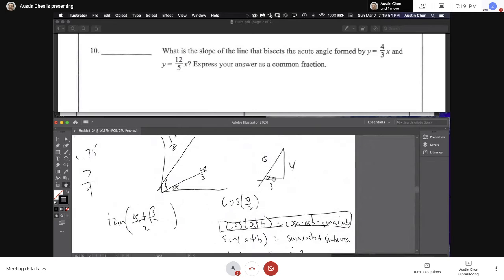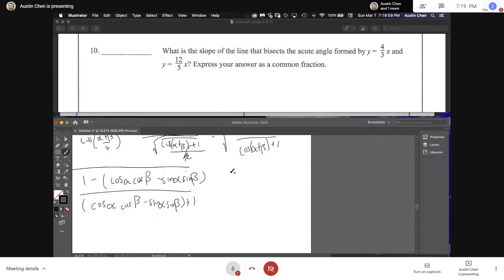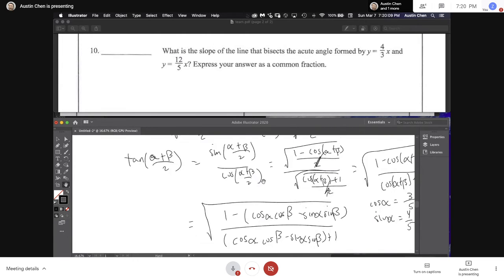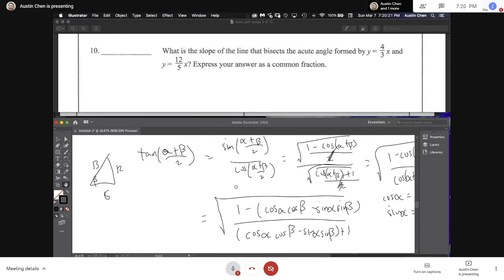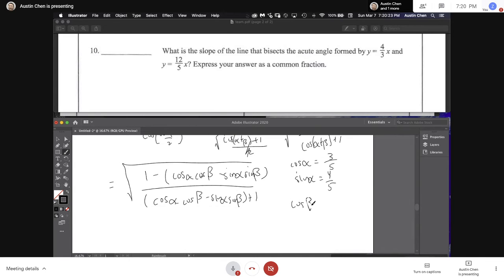So alpha is on our 3, 4, 5, right? So that means cosine of alpha is going to equal 3/5, and sine of alpha is going to equal 4/5. And then our beta was on our 12 and 5. So this is also a Pythagorean triple, so then that is going to be 13. So then cosine of beta is going to be 5/13, and sine of beta is going to be 12/13.